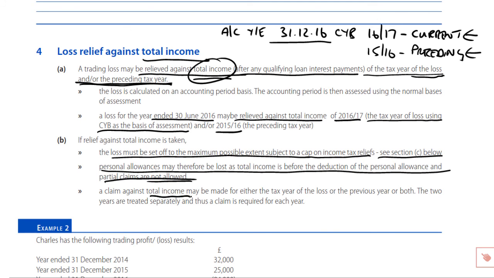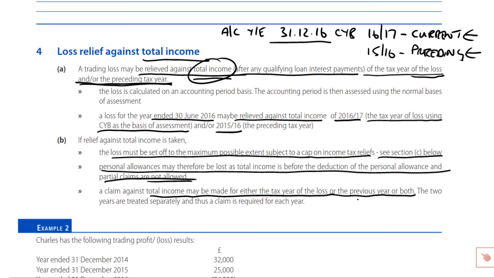A claim against total income may be made, as we've seen, for either the tax year of loss or the previous year, or both. The beauty of this was, we said we set off against the tax year of loss and/or the preceding tax year. So if you just want to set off against one tax year, that, in all honesty, is likely to be the preceding tax year. If you want to do just one, you can do that. Either, as I said, most likely the preceding year, or just the current year.